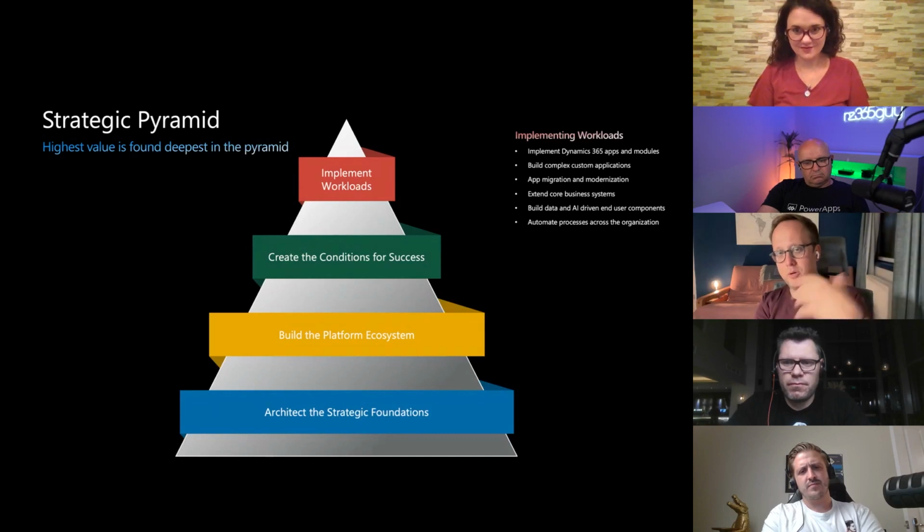About a year ago, we were all talking about hyper automation all the time, but that's this idea, right? That we're going to go in, we're going to use automation tools, and we're just going to automate everything that we can find. So top of the pyramid, we have implementing workloads.